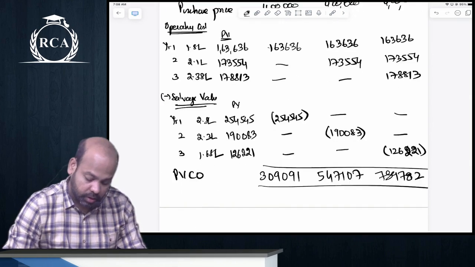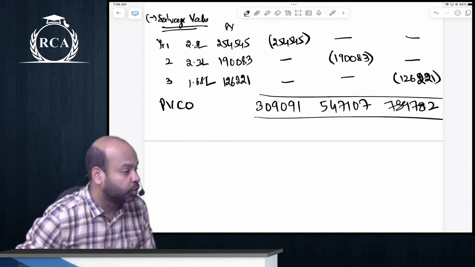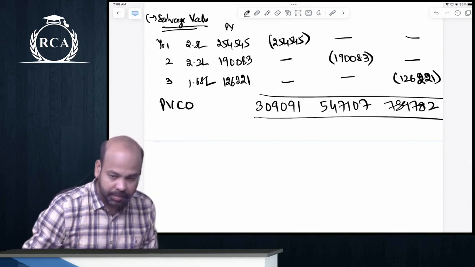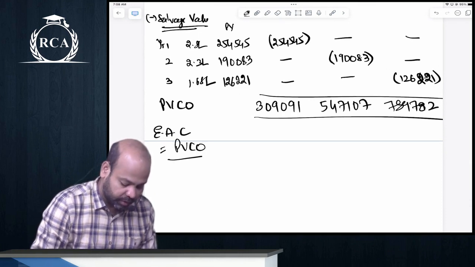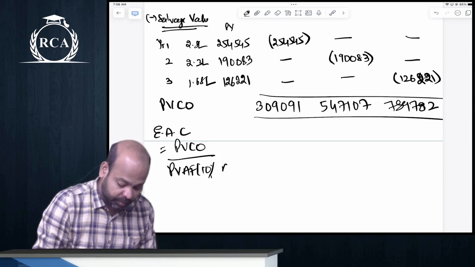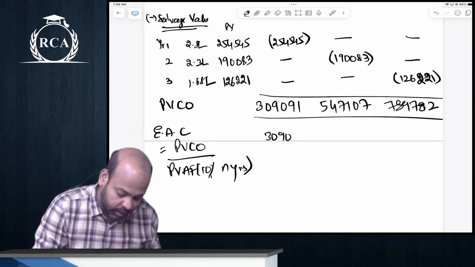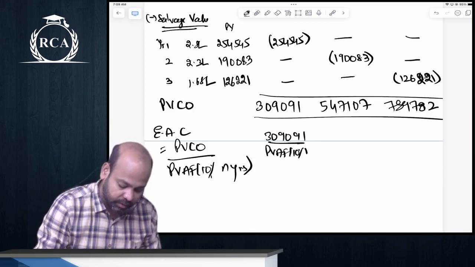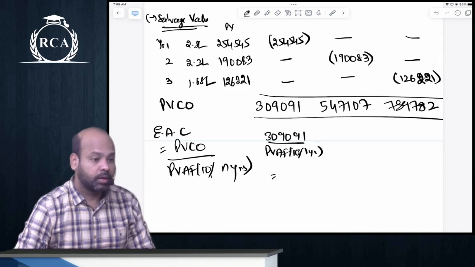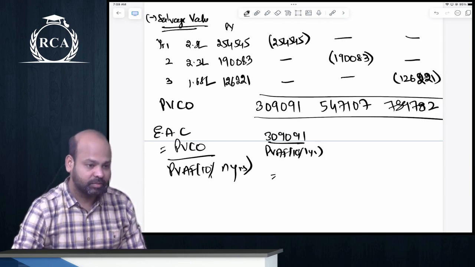78979282. This is your present value of cash outflow if you use the machine for 1 year, 2 years or 3 years. Now what will you do? EAC. You will divide your PVCO, beta, by PVAF at 10% for whatever is the respective period, guys. In the first case, you will divide it by 1 year. For 1 year, the PVAF is 0.90990.